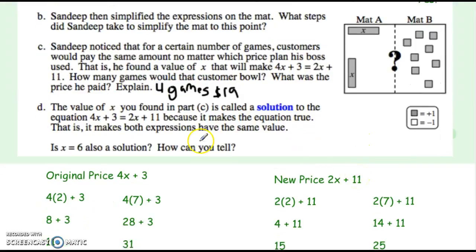Then I get to D. The value of x you found in part C is called a solution to the equation 4x plus 3 equals 2x plus 11 because it makes the equation true. Both sides will equal each other. That is, it makes both expressions have the same value. Is x equals 6 also a solution? How can you tell? So if I think about this, it would mean that if I put 6 in for x, that both sides would be equal.